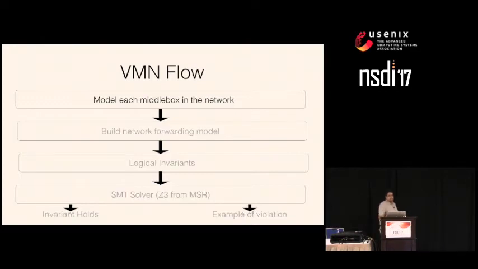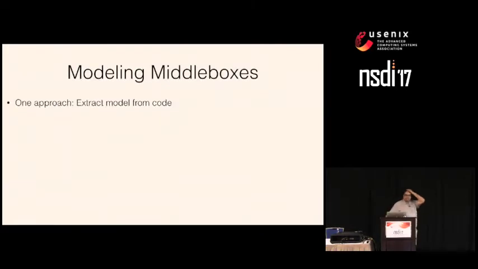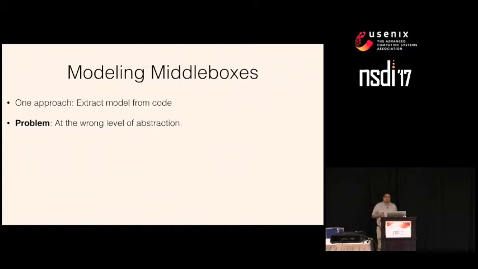In the interest of time, I'm mostly going to focus on the question of how to model middleboxes in this talk. The paper has details about the rest of these steps too. When you're modeling middleboxes, there are a few approaches you can take. The one that I think is well liked in the systems and networking community is to just somehow take the code and extract the model out of it, because you know that it is exactly what you want to model. The problem is that this code is often at the wrong level of abstraction.